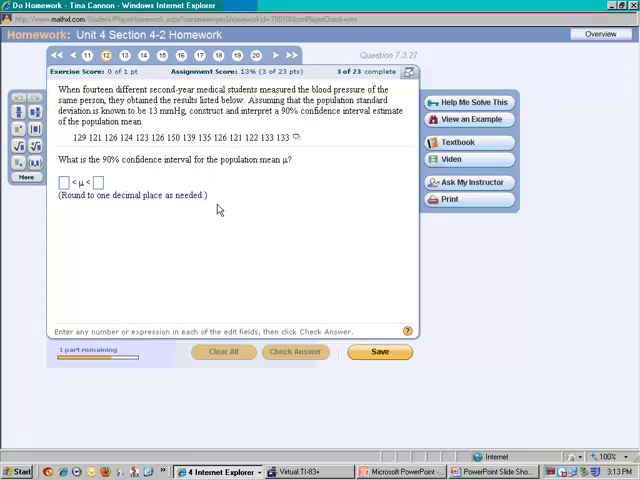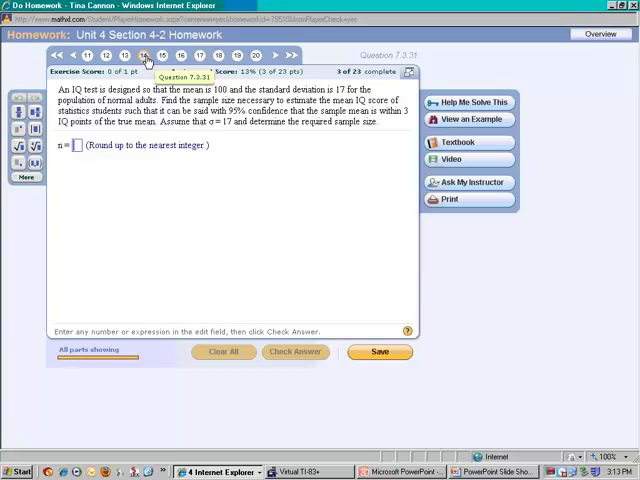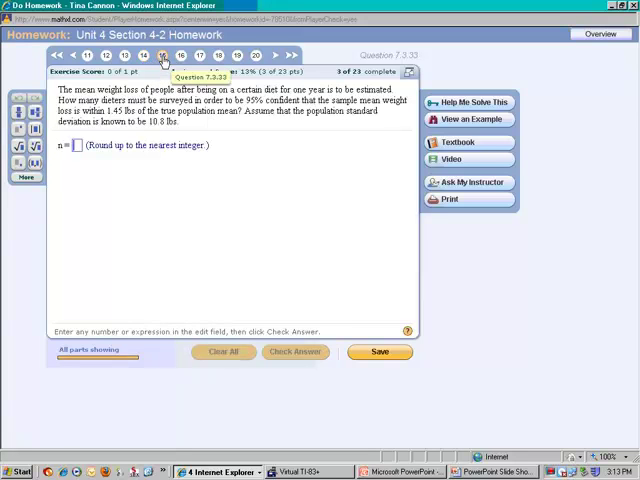Now, go back to problem 12. Notice it says, when 14 different second-year medical students measured blood pressure of the same person, they obtained the results listed below. Assume that the population standard deviation, they just gave you a population standard deviation, so you use Z. On this one, assume the population standard deviation is known, use Z. And so you can see, I'm looking to see if any of these problems use T. Assume the population standard deviation.